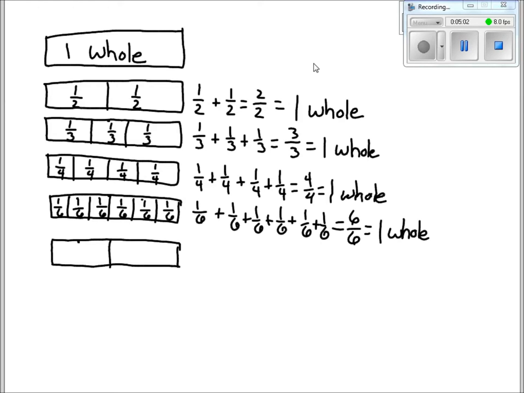So let's find the middle of the first half and draw a line. And now I can find the middle of each one of those. And I've divided my half into four. Now I need to do the same thing to the other side. So find the middle, draw a line, and find the middle of each one of those pieces and draw a line. And now I've got eight nice, neat, equal pieces. So let's label. It takes a little longer to label eighths.